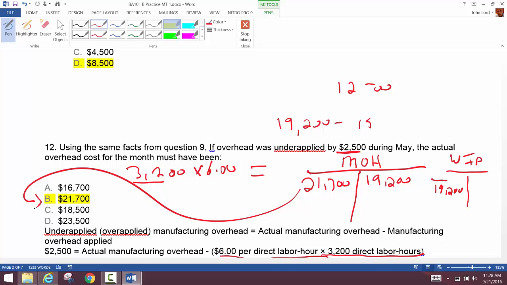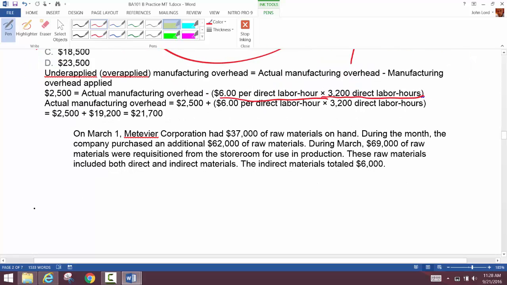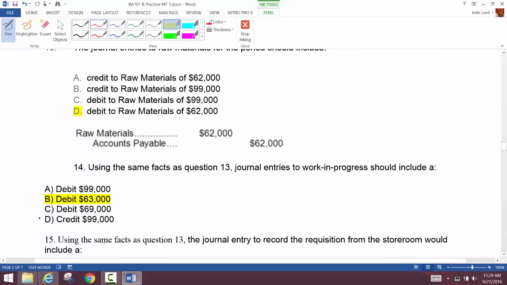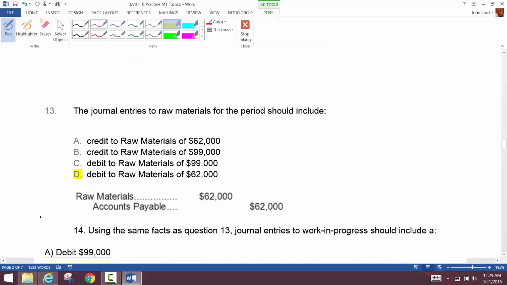Okay, good. All right, let's go ahead and take a look at, Jarn, is there a question? No? Okay. All right, let's go ahead and take a look here at some journal entries.